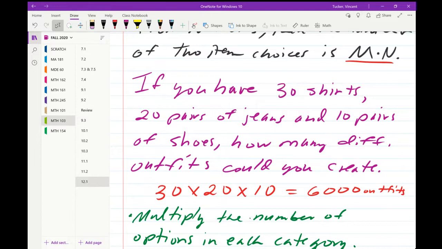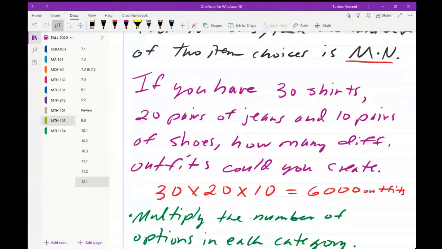So of course, that's not considering stipulations like matching or this shirt really doesn't go with this pair of pants or something like that. But if you're just talking about creating outfits, you just multiply those numbers together, and that's 6,000 different outfits.